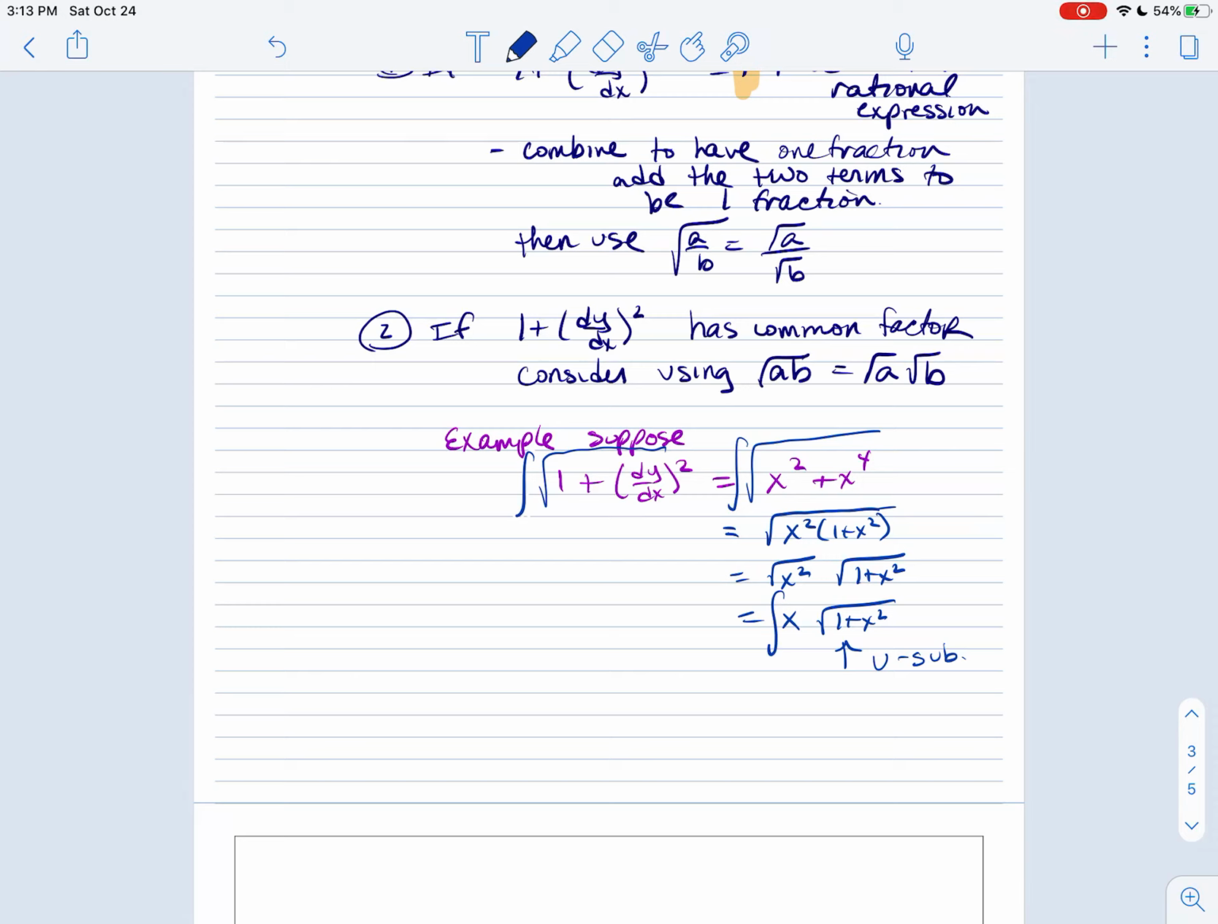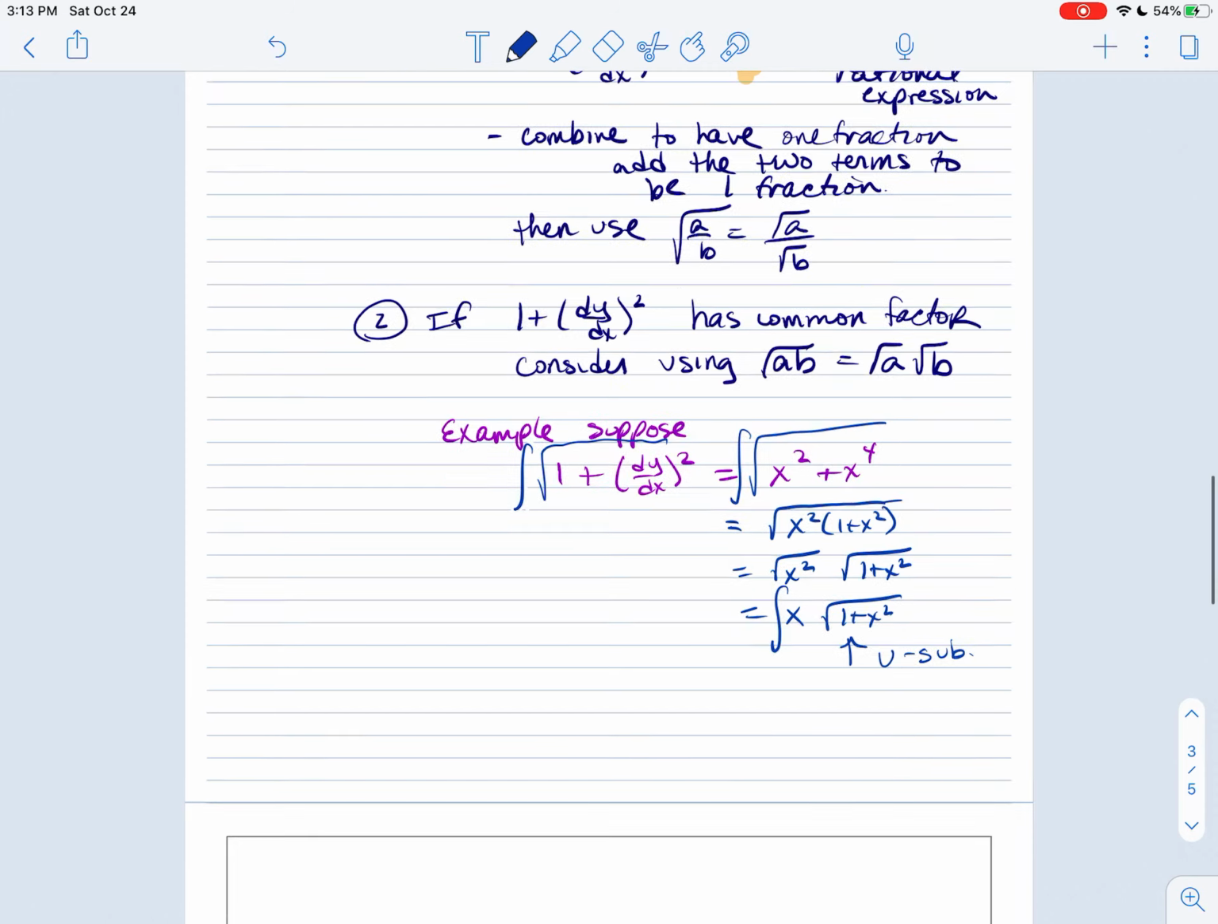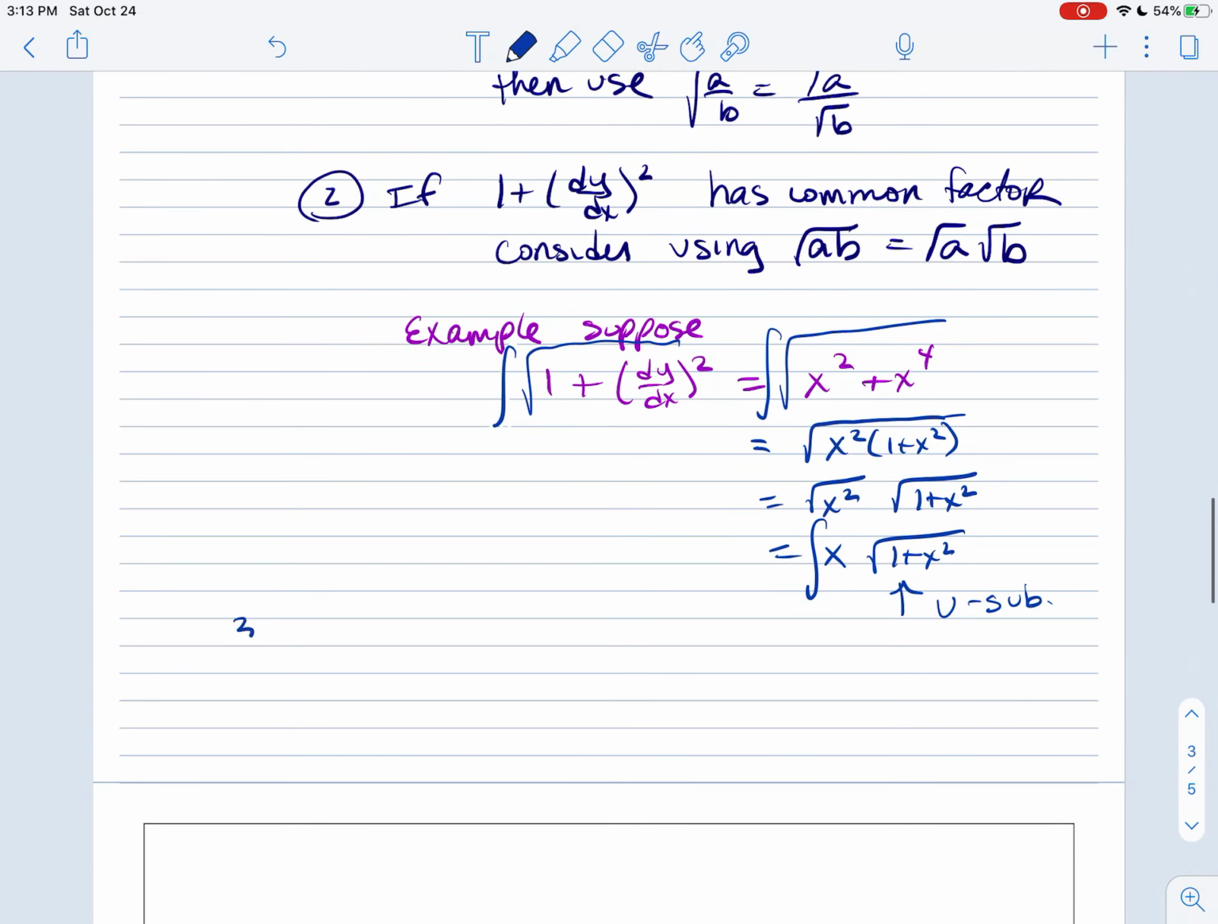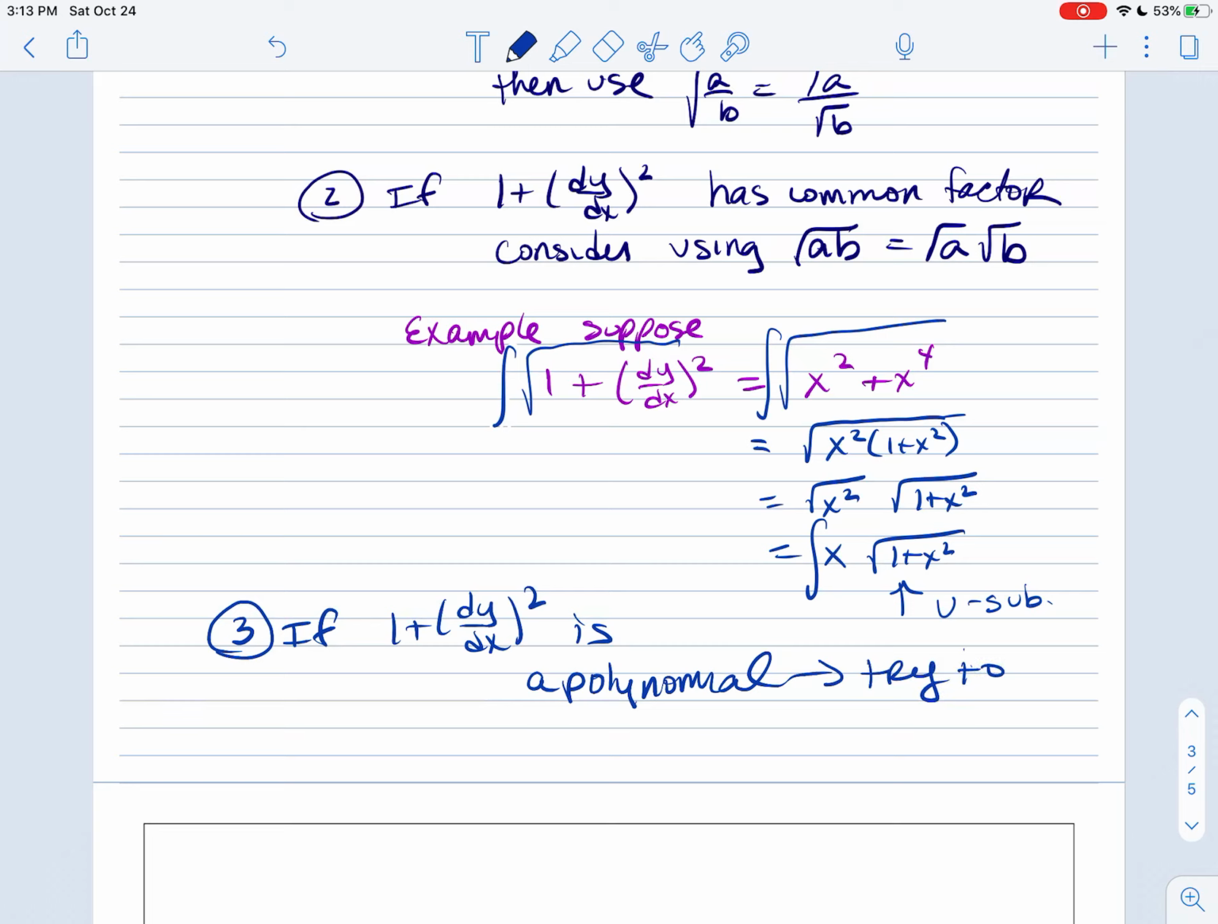And then finally, the last one that I would recommend is, if you end up with a polynomial expression that can be factored into a perfect square, know that when you take the square root of a perfect square, it just equals the base of that square. So number 3, if 1 plus dy dx is a polynomial, try to factor to a perfect square if you can. Or, like I said, try to factor out some common factor.